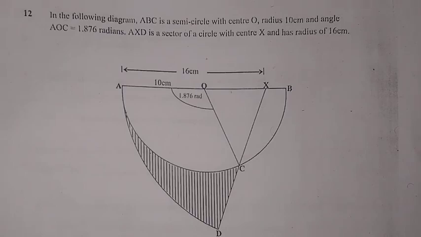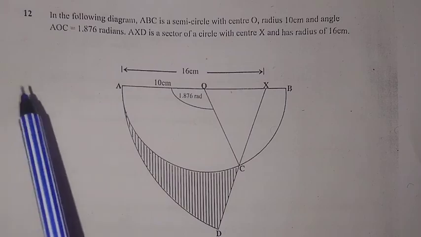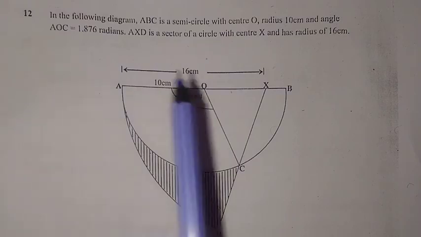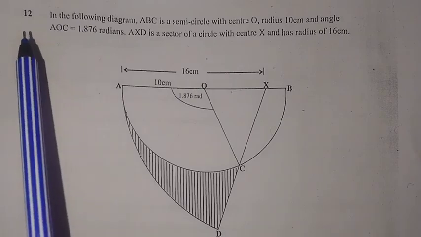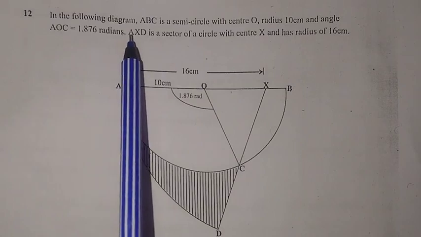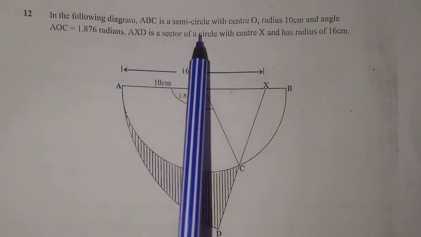So in this presentation, we are still answering questions from additional mathematics paper 1 for 2023 internal. And this was the last question, question 12. So this question is coming from circular measure. That's the topic. So the question reads, in the following diagram, ABC is a semicircle.